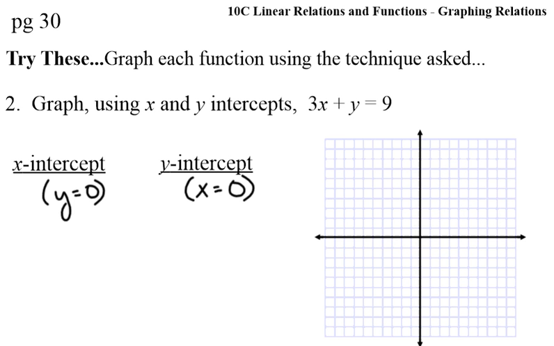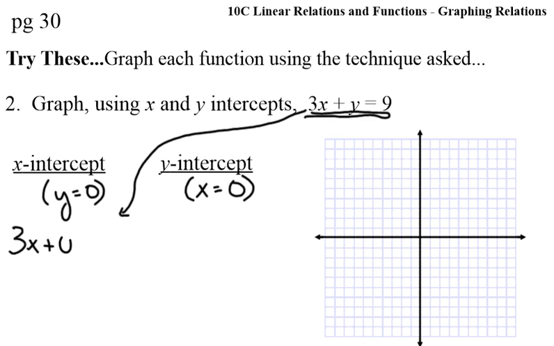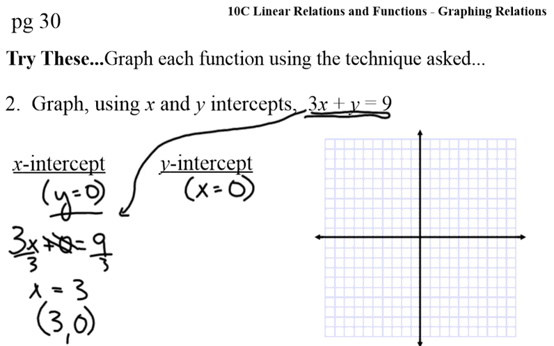So, using the equation, for the first x-intercept, y is 0. 3x plus 0 equals 9. Well, 0 just doesn't exist. Divide by 3, x equals 3, so we have x equal to 3 when y is 0.